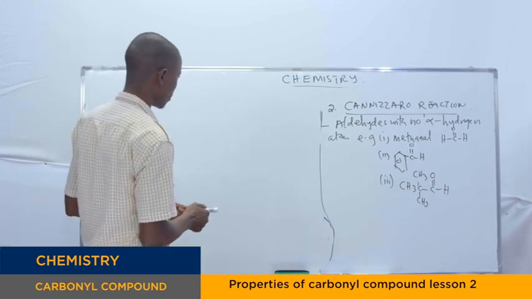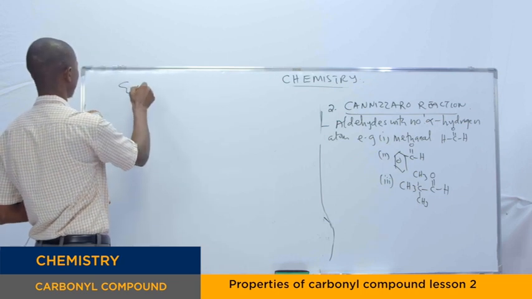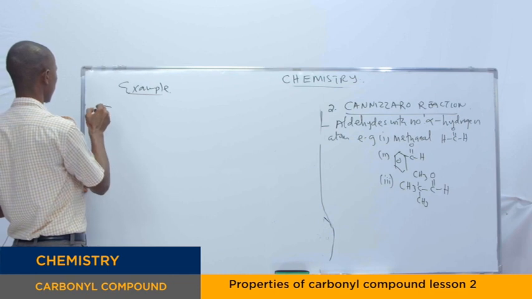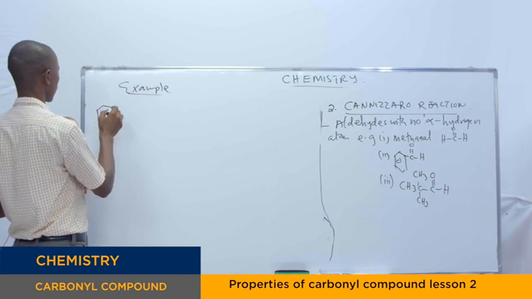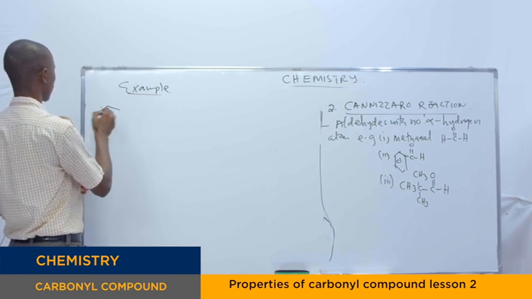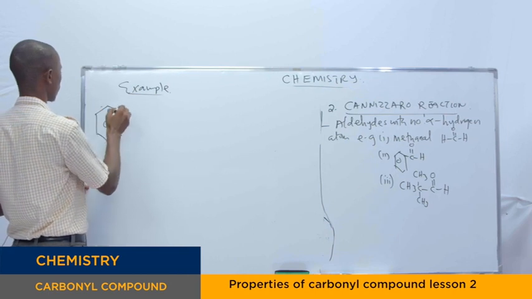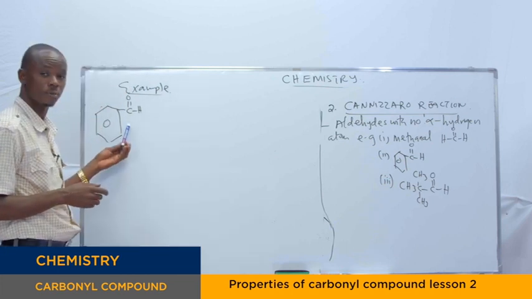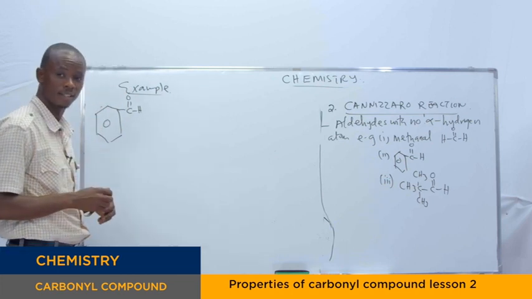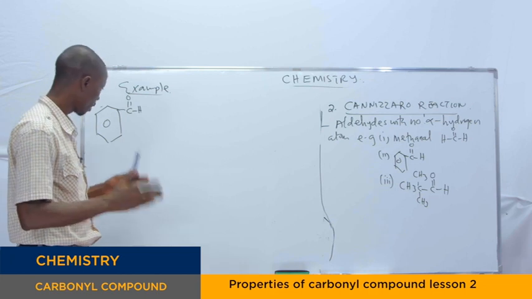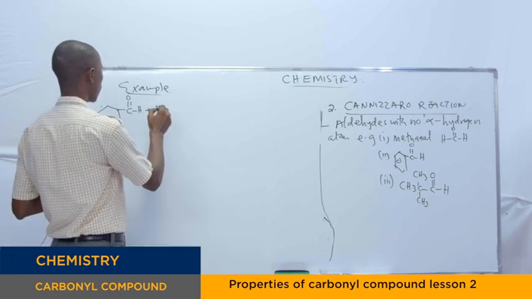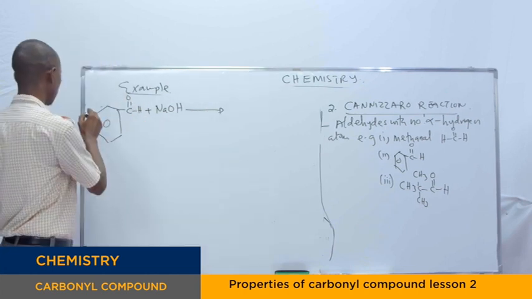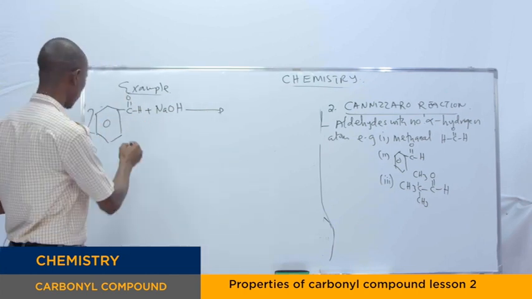Now let's go to examples of the reaction. This is benzaldehyde. It lacks alpha hydrogen atoms. So this one, when reacting with the sodium hydroxide solution, what would be the product? Here we make it too. Now let's see the mechanism.